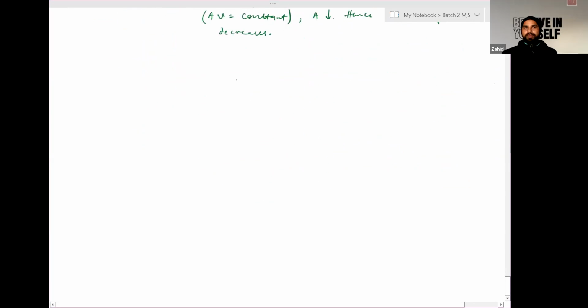So this is all about the equation of continuity. Next and the most important part of this entire chapter is Bernoulli's principle.